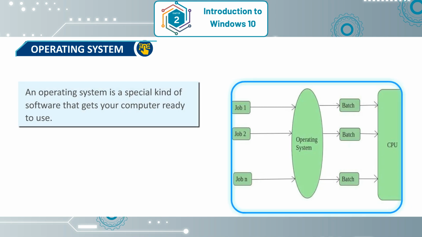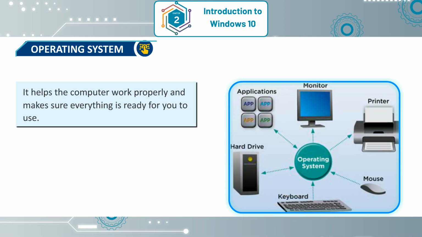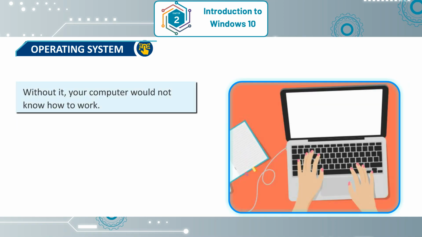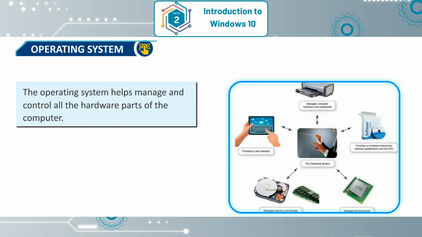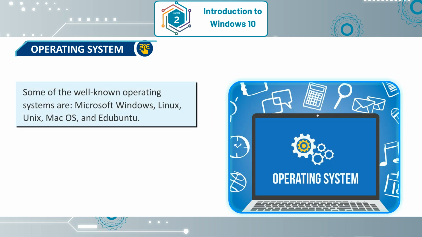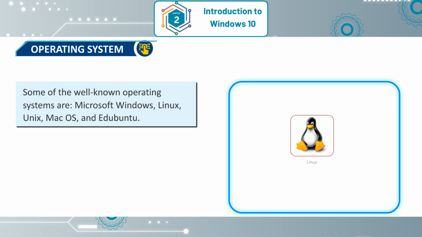Operating system. An operating system is a special kind of software that gets your computer ready to use. It helps the computer work properly and makes sure everything is ready for you to use. Without it, your computer would not know how to work. The operating system helps manage and control all the hardware parts of the computer. It also keeps track of what you ask the computer to do. Some of the well-known operating systems are Microsoft Windows, Linux, Unix, Mac OS, and Ubuntu.